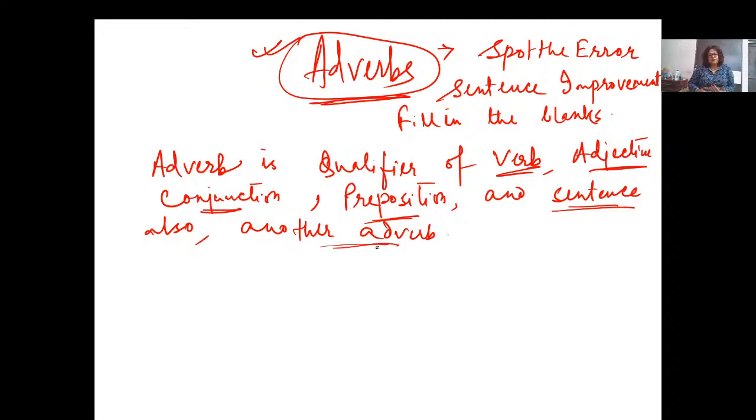So an adverb always qualifies a verb, an adjective. But the question is, what do we mean by qualify? Qualify means the quality of the verb. If any action is happening, how did this action happen? If you are good, how good are you? If a sentence is joined, how and why it is joined. When we ask a question of the verb, that is how, where, when, why, all these answers are called adverbs. So these are called qualifiers of the verb, adjective, conjunction, preposition, and sentence, and it also qualifies another adverb. Let me discuss.